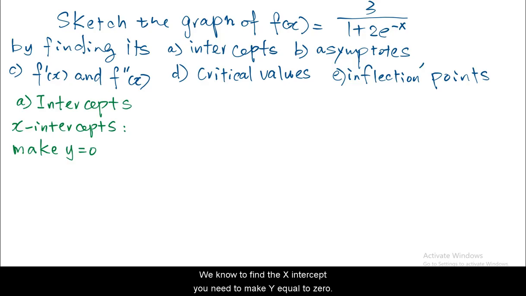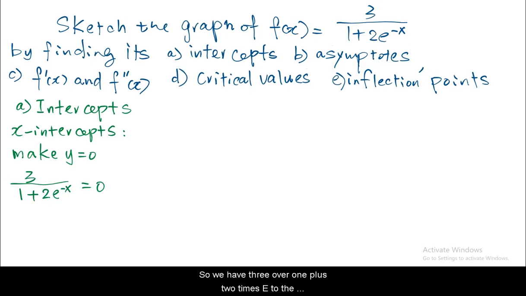We know to find the x-intercept, you need to make y equal to 0. So we have 3 over 1 plus 2 times e to the negative x equal to 0. This equation has no solution. That means f does not have any x-intercept.